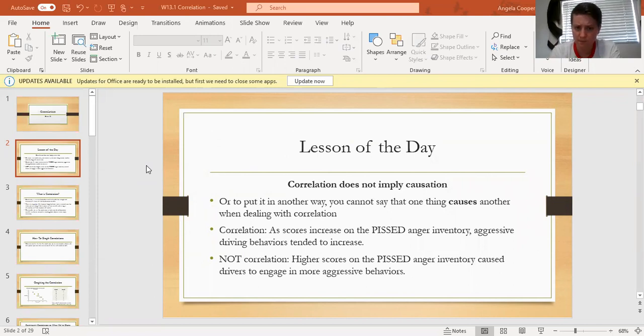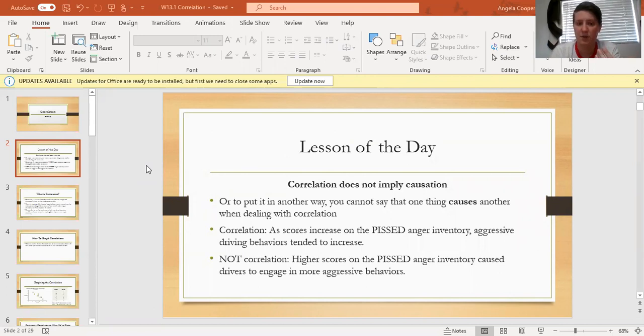So if you remember back from exam 1, there was the pissed inventory, the pretty intense screaming and shouting. I forgot what the ED stood for, but it's just a made up inventory in case you didn't know. But as scores increased on this anger inventory, aggressive driving behaviors also tended to increase. That is the language that is used with correlation. It has no implications of how it's causing it.